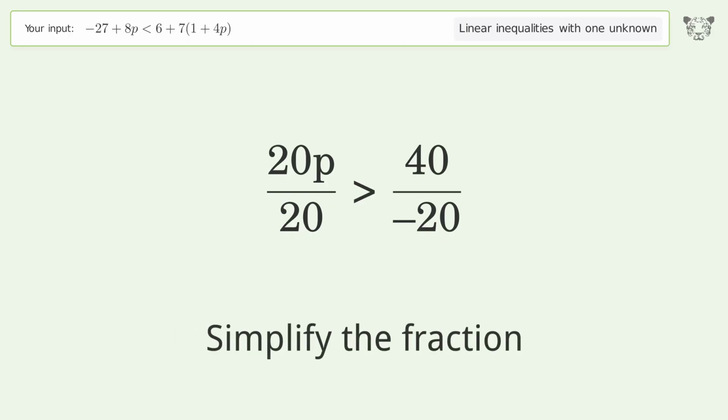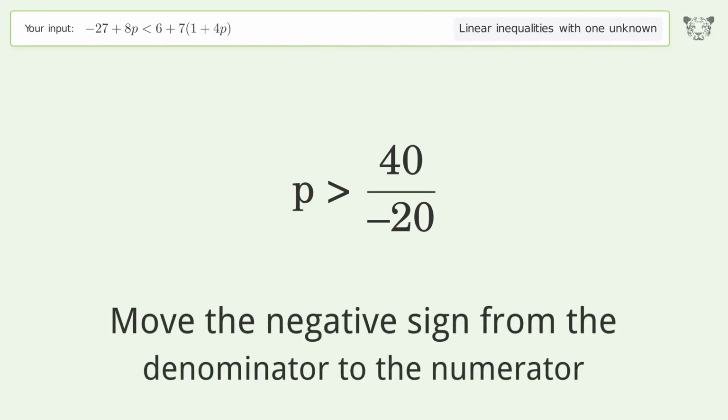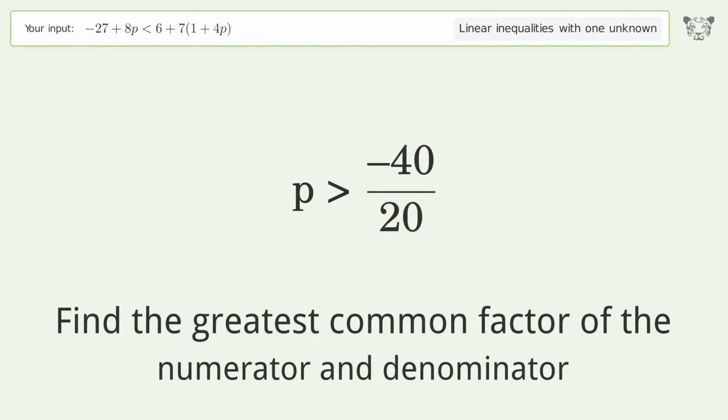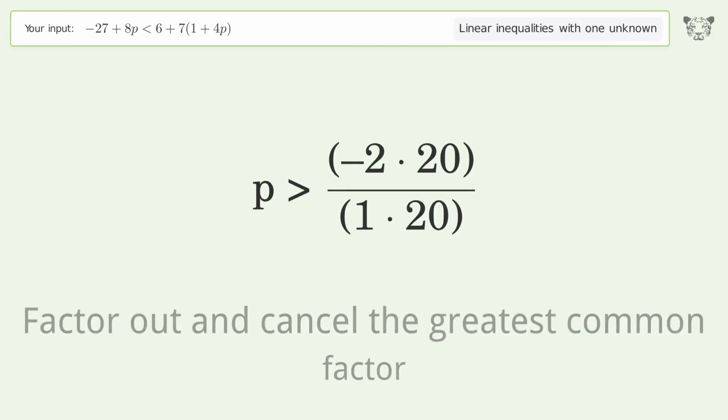Simplify the fraction. Move the negative sign from the denominator to the numerator. Find the greatest common factor of the numerator and denominator. Factor out and cancel the greatest common factor.